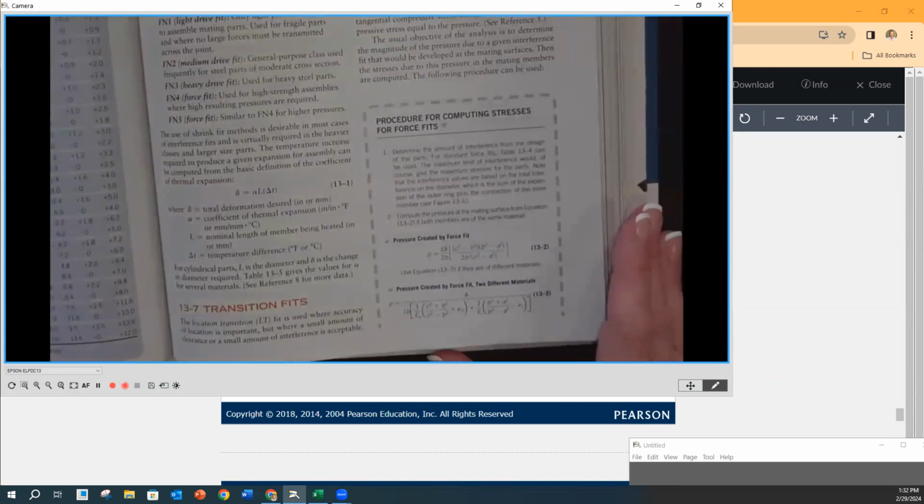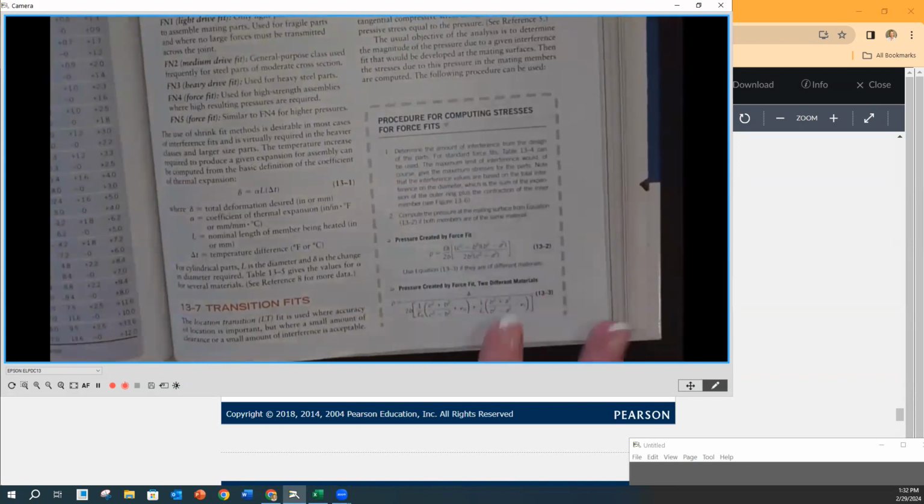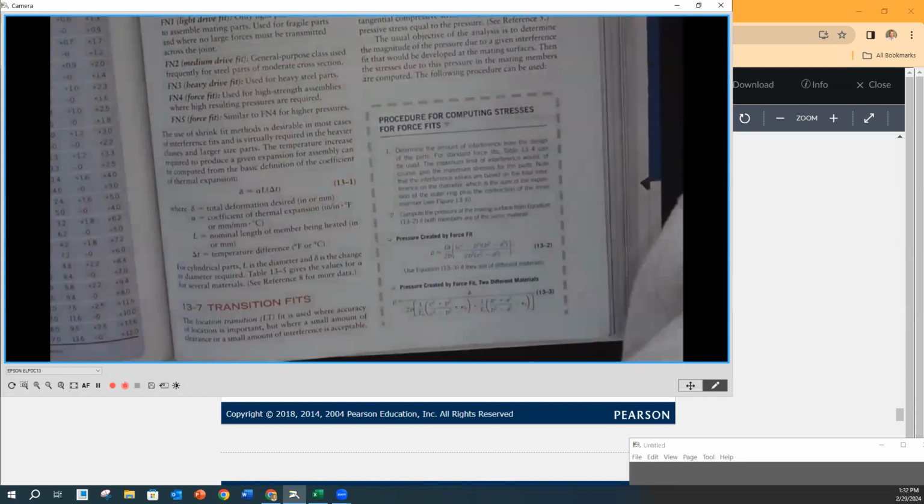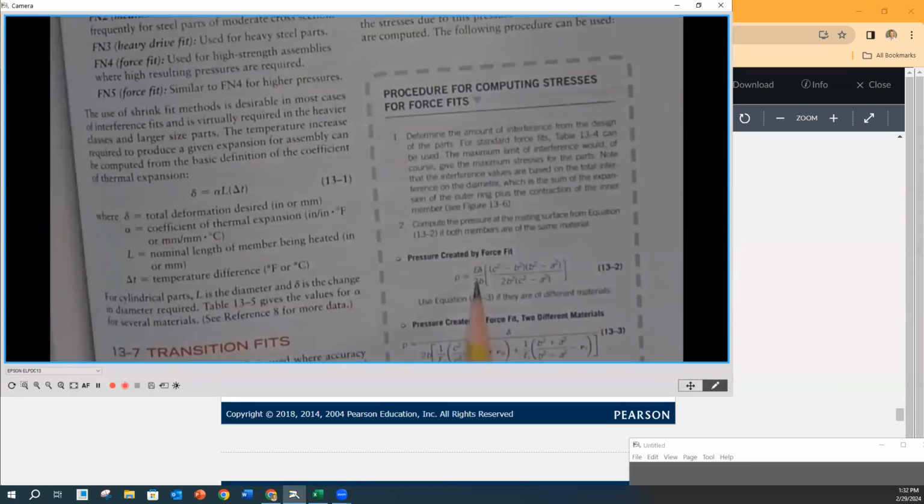Now, first thing that you're going to do is determine the amount of interference that we're going to be dealing with. Okay. And that's picking your fit off the FN chart. Okay. Then once you have your fits figured out, now you're going to calculate your pressure. Your pressure, P, is a direct relationship of the material we're dealing with. Okay. The material. Now that capital E, that's modulus of elasticity.